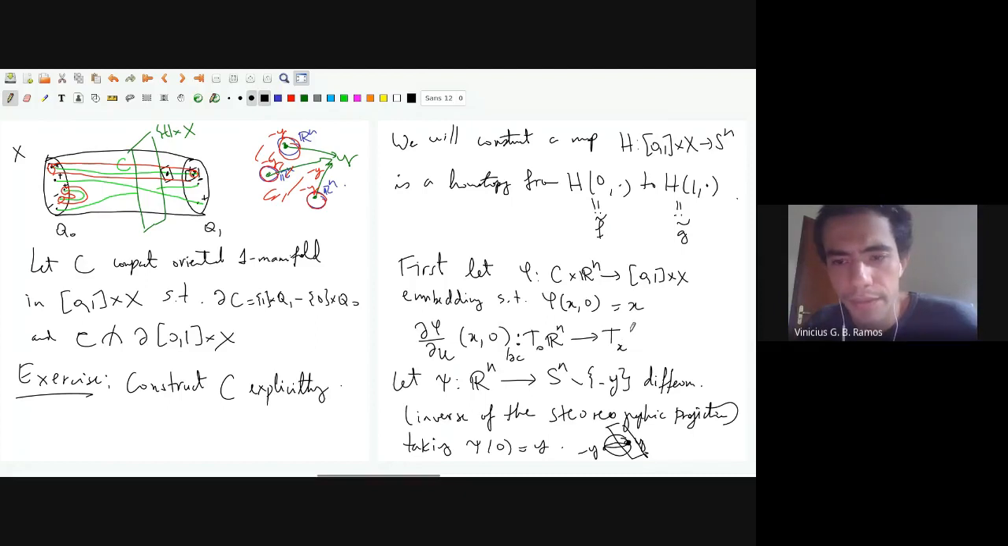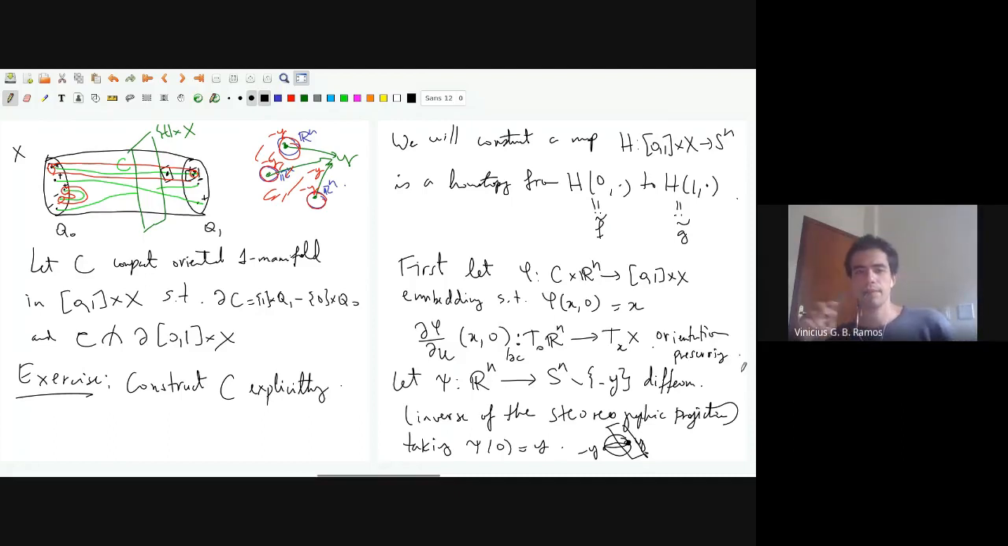Okay, this is the map that I wanted to be orientation preserving. Sorry, I wrote it in a very sloppy way. But the way to construct this map is by using the tubular neighborhood theorem and just being careful with the orientations.